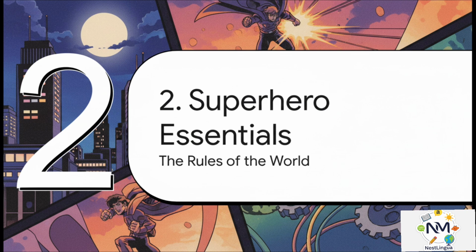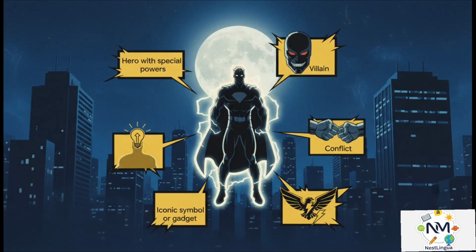This is all about the rules of the world your hero's gonna live in. I mean, every great superhero story has some key ingredients that just make it work. Let's break down what those are. So, pretty much all superhero stories have a few things in common. First, you've obviously got a hero with special powers. Then, you need a villain or some big opposing force causing trouble. That leads to the classic conflict, good versus evil.